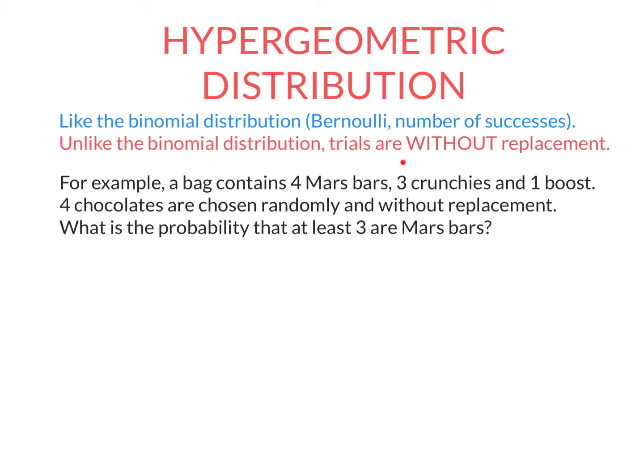So let's look at this example here. A bag contains 4 Mars bars, 3 crunchies, 1 boost. We pick 4 chocolates randomly without replacement. What's the probability of at least 3 Mars bars? Just as an aside, if I said the 4 chocolates are chosen with replacement, we would use the binomial distribution. But because they're without replacement, we use the hypergeometric distribution.